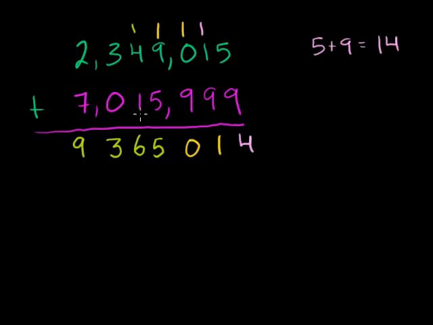So this is a super crazy number. 2,349,015 plus 7,015,999. Just by keeping track of our places and carrying the second digit in the two-digit numbers as necessary, we're able to figure out that the answer is 9,365,014. So hopefully this gives you a pretty good sense. So let me just do one more, just to really make sure that we understand how all of this carrying business works.